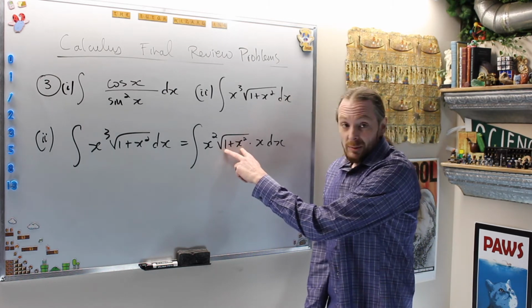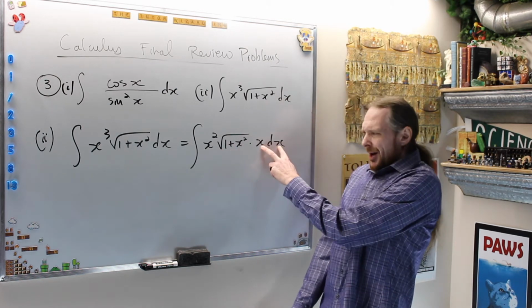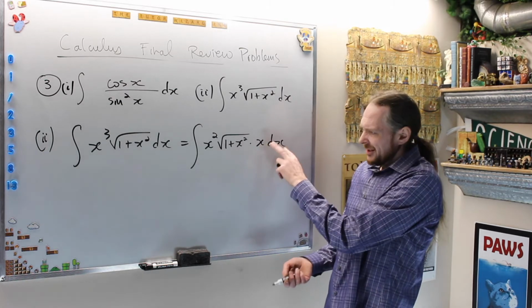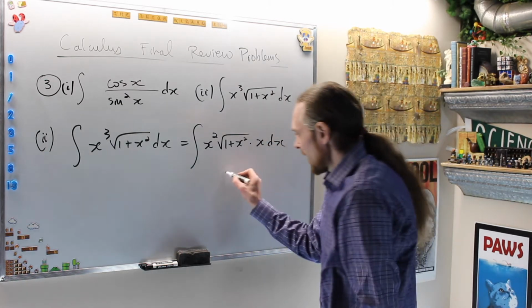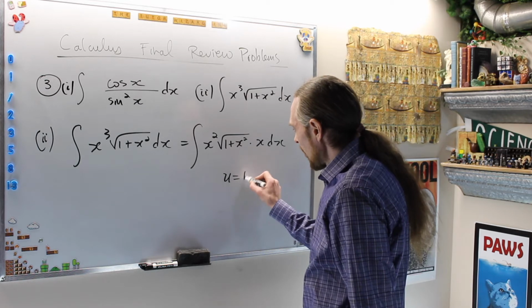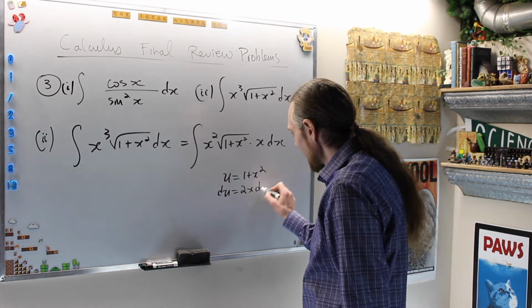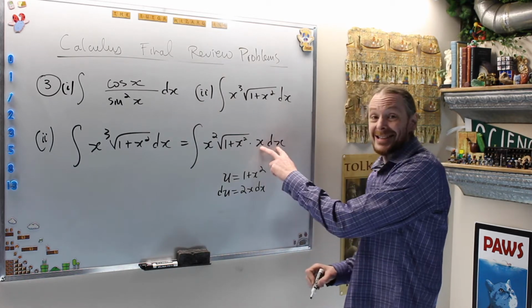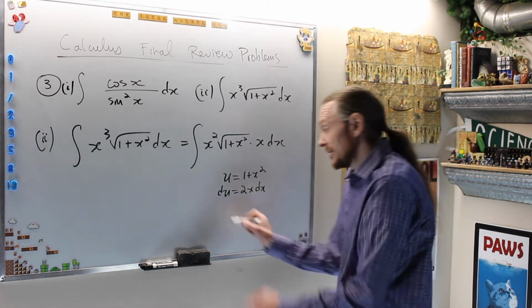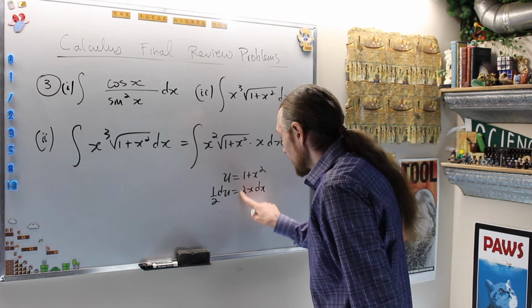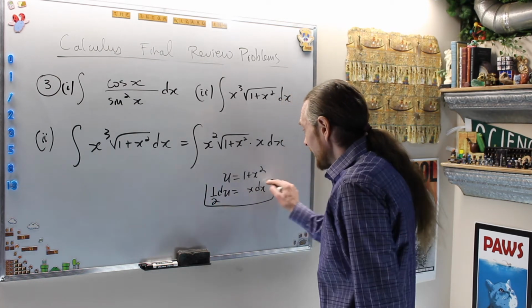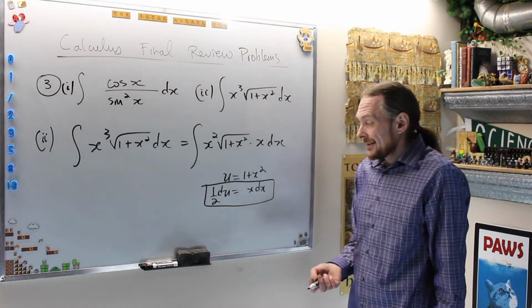this function, if this was my u, I have the derivative up to the constant 2, which I can fudge around. I'm going to let u equal 1 plus x squared, then du equals 2x dx is what I'm talking about. I only have x dx. Well, luckily 2 is not 0, so divide both sides by 2, and we get 1/2 du is x dx.